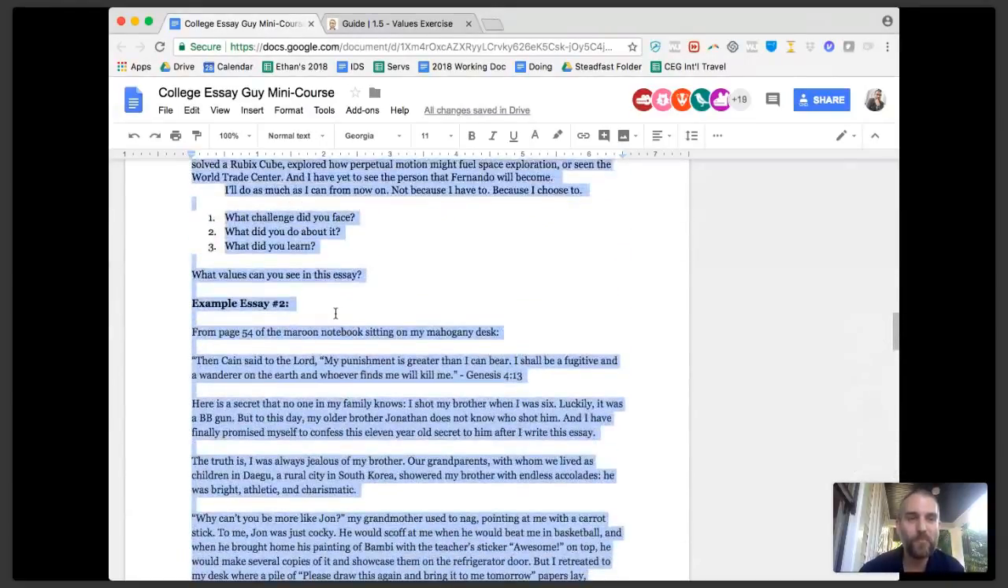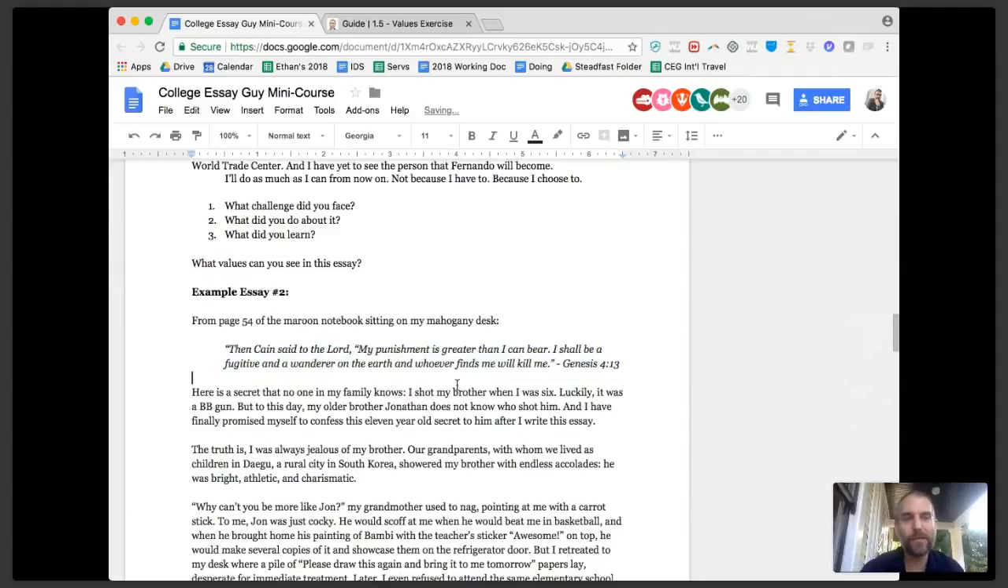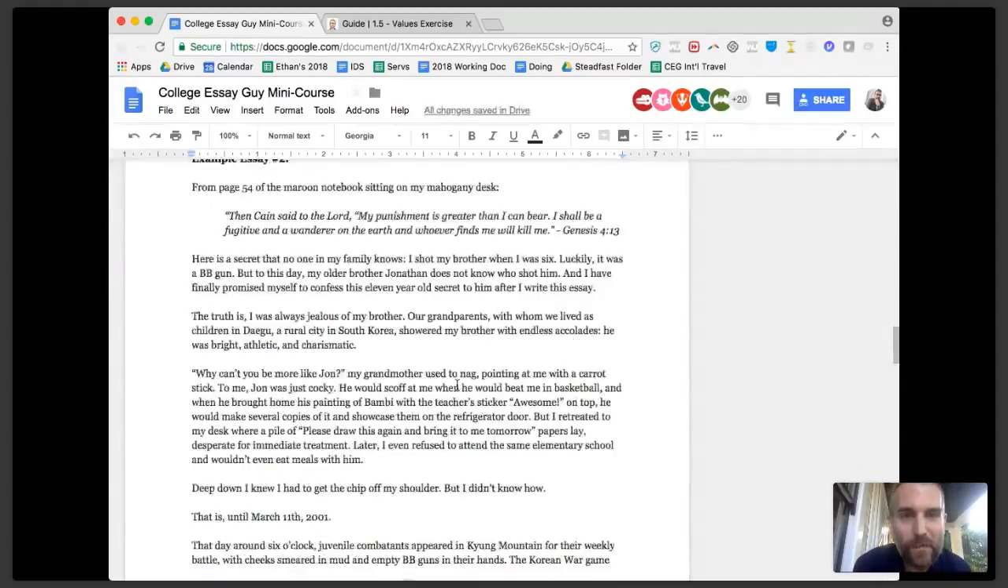Okay, here we go. From page 54 of the maroon notebook sitting on my mahogany desk. Then Cain said to the Lord, "My punishment is greater than I can bear. I shall be a fugitive and a wanderer on the earth, and whoever finds me will kill me." Genesis 4:13. Here's a secret that no one in my family knows. I shot my brother when I was 6. Luckily, it was a BB gun. But to this day, my older brother Jonathan does not know who shot him. And I've finally promised myself to confess this 11-year-old secret to him after I write this essay.